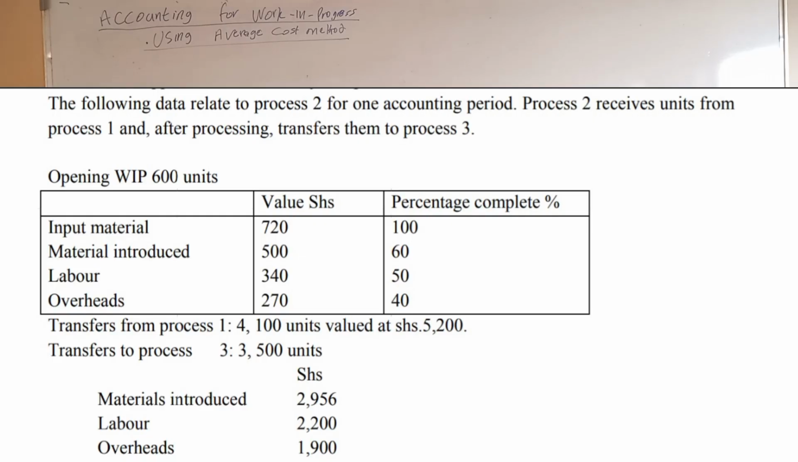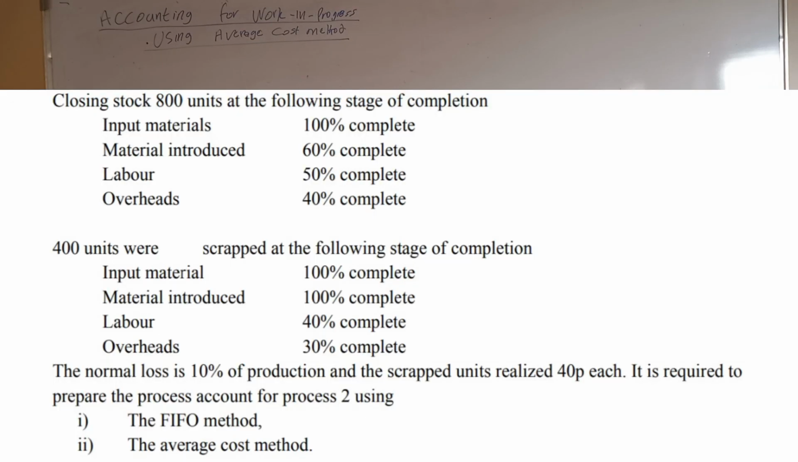These are now the costs during the period. Material introduced cost 2,956, labor 2,200, overheads 1,900. Then closing stock 800 units at the following stage of completion. Input material 100% complete, material introduced 60% complete, labor 50% complete, overheads 40% complete.